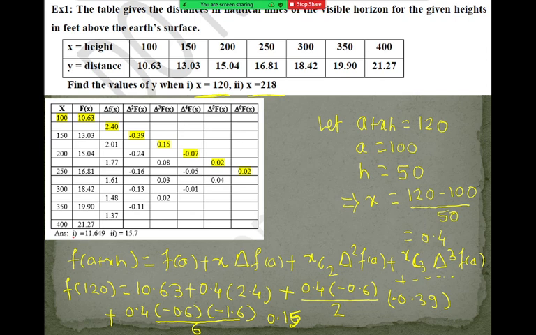Why are we considering up to the cubic difference? Why not the higher order? There are two reasons. First, tell me, when can we ignore the higher order difference?